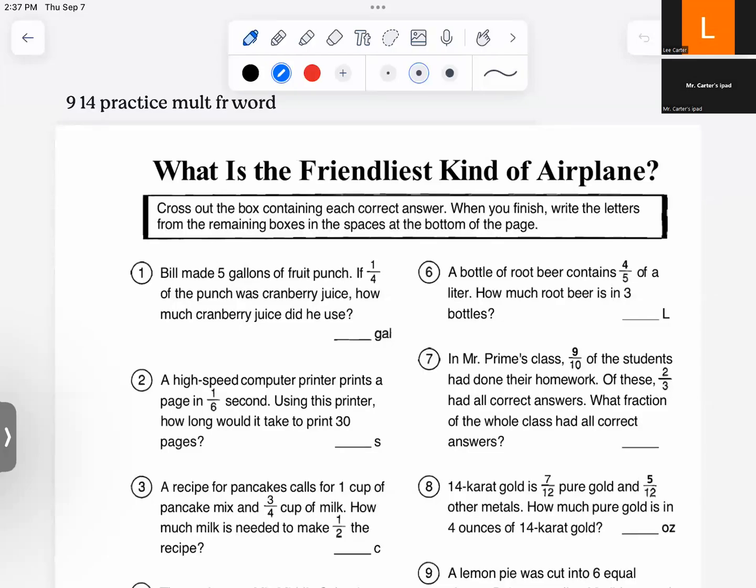All right, so we're on the 14th. It's Thursday. And so today we're working on multiplication application word problems. All right, so we got one of these little pizzazzes here.